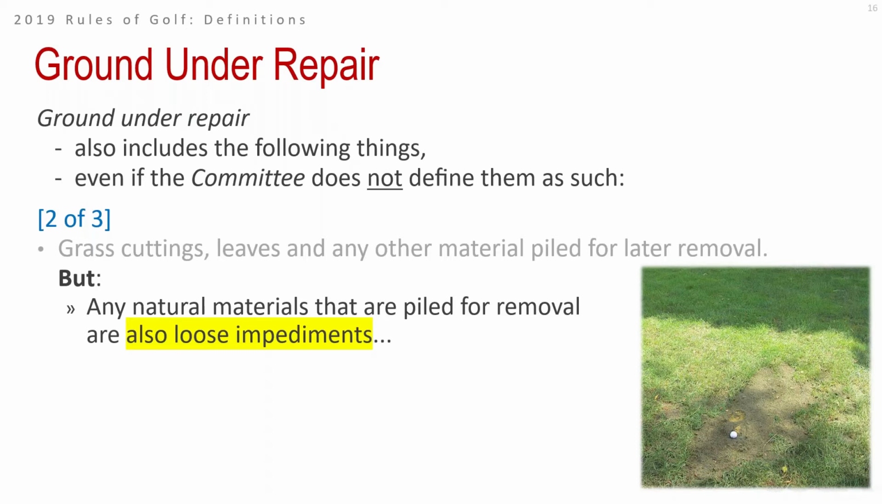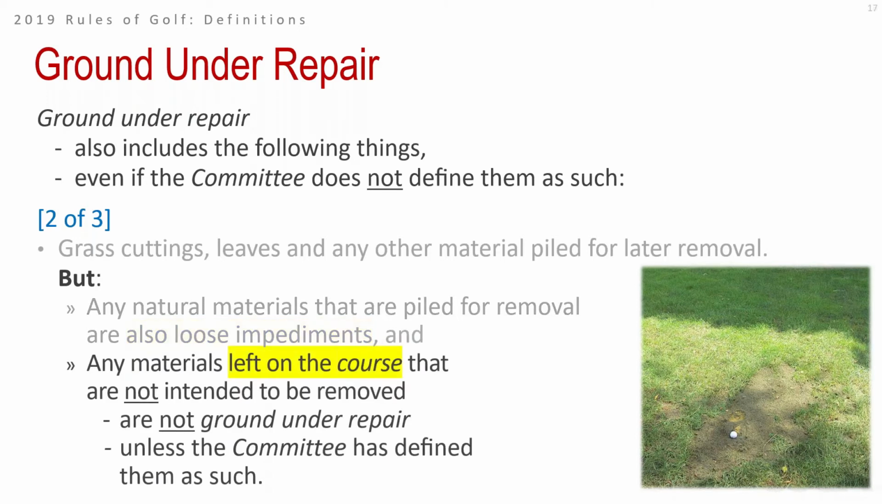They are indeed loose impediments that if you wanted to remove them, you may. Obviously, there's going to be limitations on what you can do if they are adhering to the ball, but they are loose impediments, so you can move them. Any materials left on the course that are not intended to be removed are not ground under repair unless the committee has defined them as such. So the committee could come in and make all these areas ground under repair, but they don't have to, and they don't meet the definition of ground under repair.